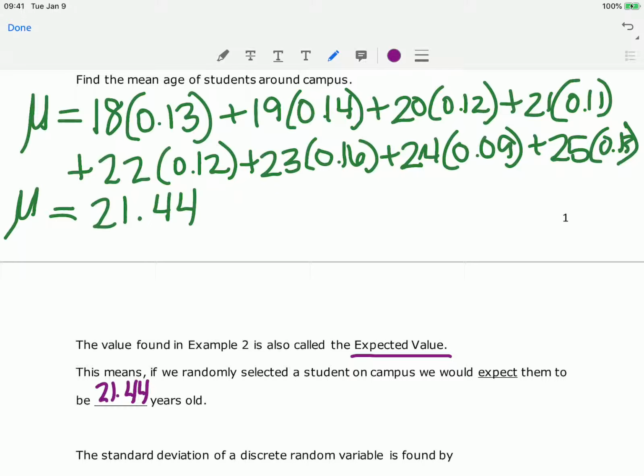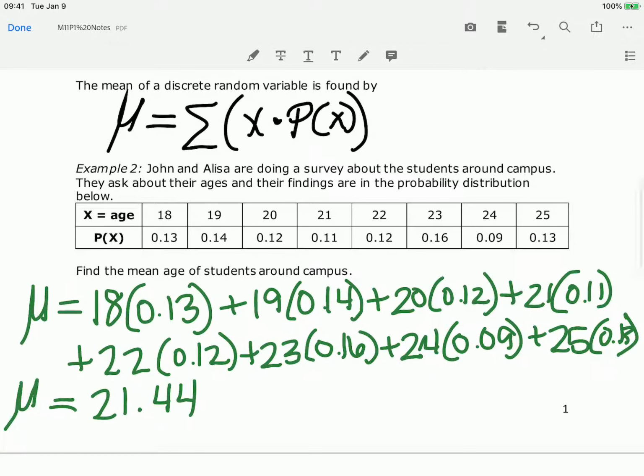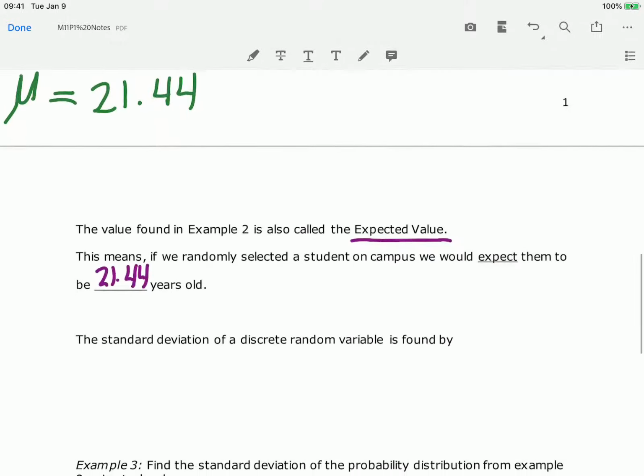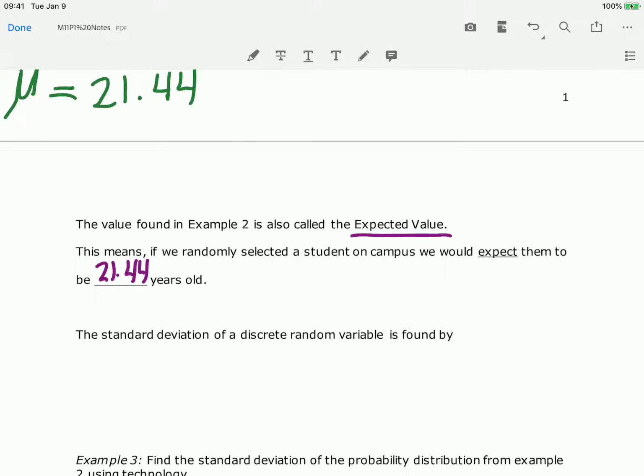They're just interpreted a little bit differently. Okay, the mean says the average age of the students on campus is 21.44. The expected value says if we randomly select a student on campus, we would expect that student to be 21.44 years old. But the calculation to find these two values is always going to be the same.